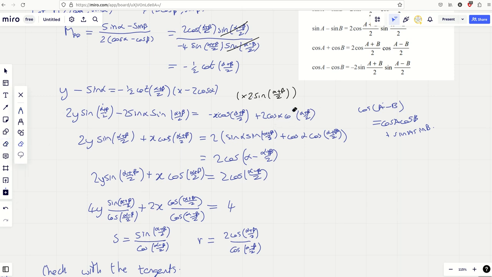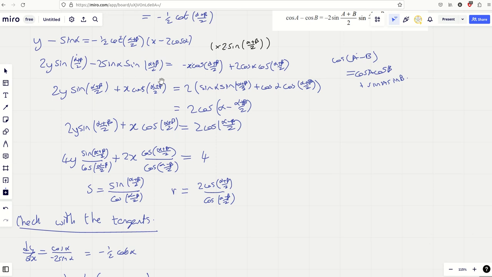Look, there's a little mistake there. That needs to be a cos. Let me just change that. Easy to make mistakes in these questions, isn't it? Cos of alpha plus beta over 2. Okay, great. Now, this does tidy up. Always look for an opportunity to tidy.